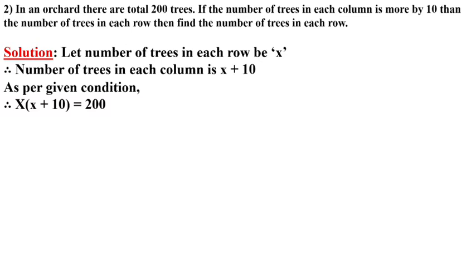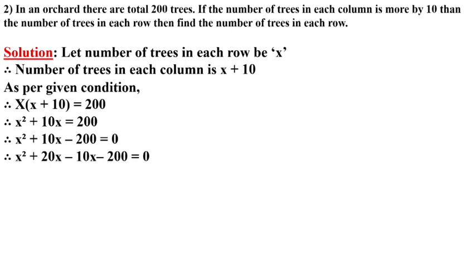We will solve the bracket first. x into x is x square, plus x into 10 is 10x, equal to 200. So 200 will come inside and become minus 200. Now we will split the minus 200. We want 10 and 20, whose product is 200. Since we want a positive number, we will put positive to 20x and negative to 10x. What is common between x square plus 20x? Here we get x plus 20.